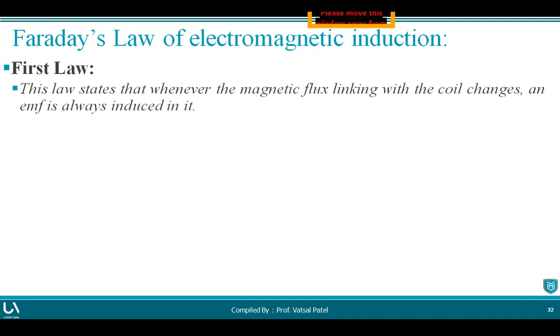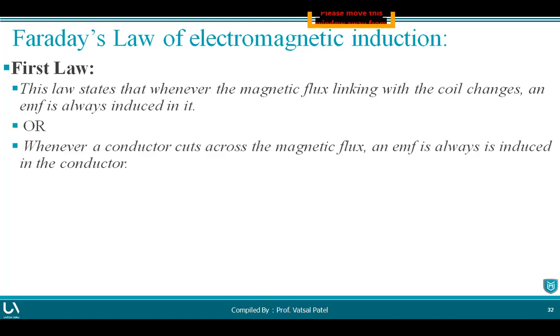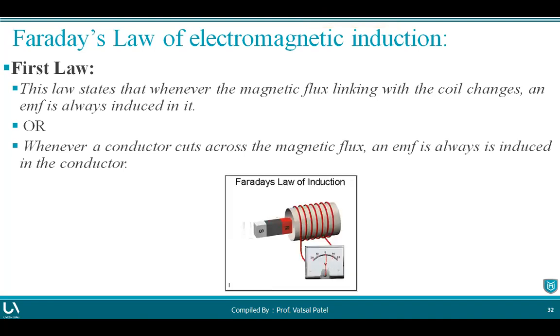This law states that whenever the magnetic flux linking with the coil changes, an EMF is induced in it. And the second sentence given here is that whenever a conductor cuts across the magnetic flux, an EMF is induced in the conductor. So these two sentences we discussed in our last session. I hope you remember that.